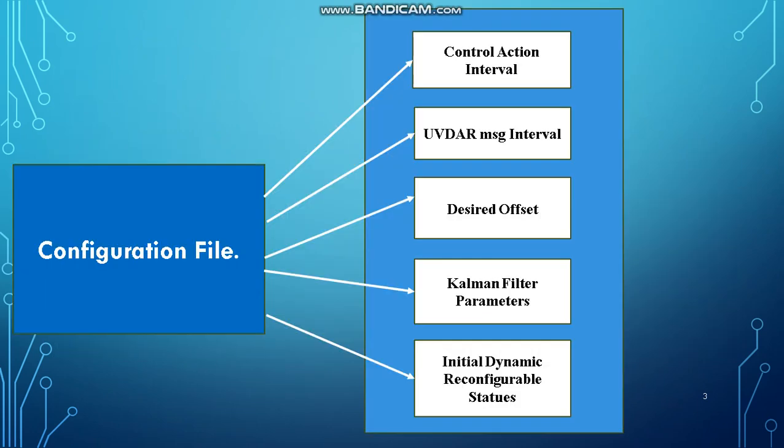There are some coding files. The primary file, which considers the parameters that will be used in the main code, is the configuration file. It consists of some parameters such as control action interval, UV-DAR interval, desired offset for the formation, and common filter parameters for estimation, and initial dynamic reconfigurable parameters using different methods such as state estimation, reference trajectory, or something like this.